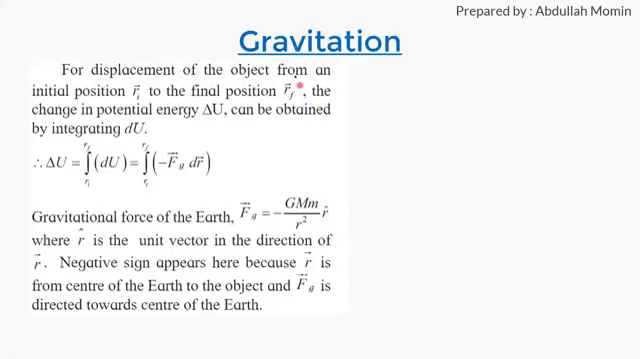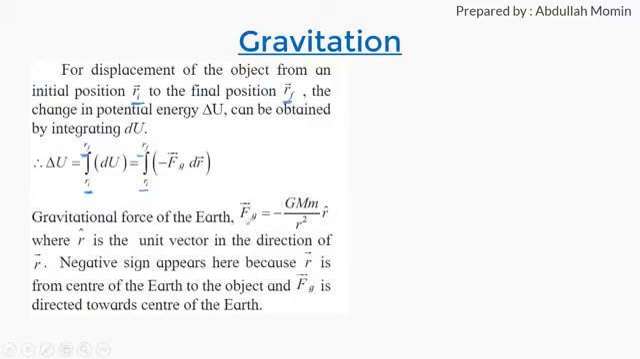Now suppose there is a displacement of the object from initial position Ri to final position Rf. Now the object is being displaced from the initial position to the final position. So the change in potential energy can be obtained by integrating dU from the initial position to the final position. So we are doing the integration of Fg dr.